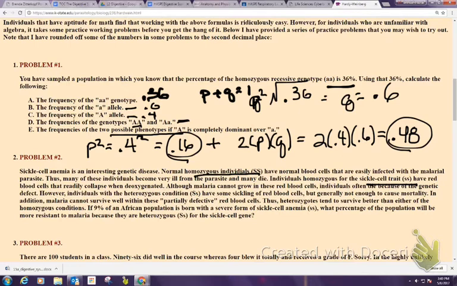Just like any word problem that you have in math, you've got to filter out the important information from the fluff. So here is the important information. If 9% of an African population is born with a severe form of sickle cell anemia, that means that they are homozygous recessive. What percentage of the population will be more resistant to malaria because they're heterozygous? So what have you been given in that problem? Your Q squared. Your Q squared is 0.09.